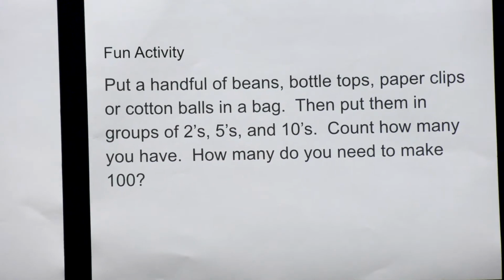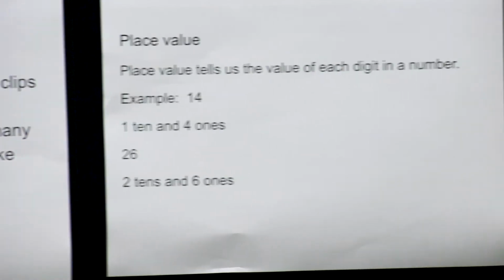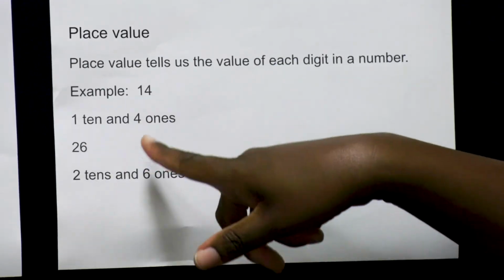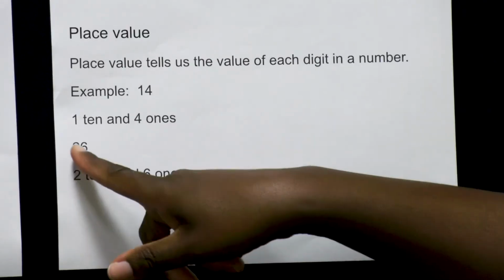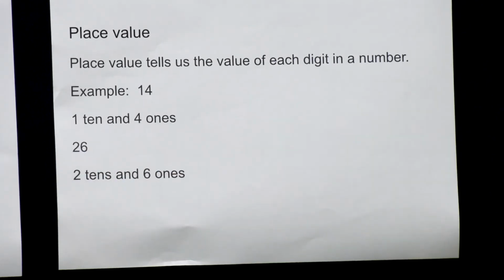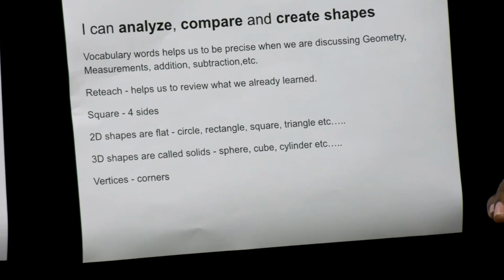Place value. Place value tells us the value of each digit in a number. Example, 14. The 1 is in the tens place and the 4 is in the ones place. The number 26, the number 2 is in the tens place and the number 6 is in the ones place. We also learned how you can analyze, compare, and create shapes.